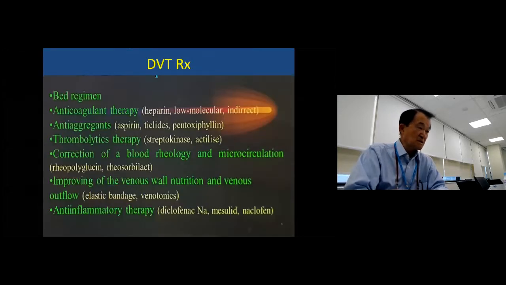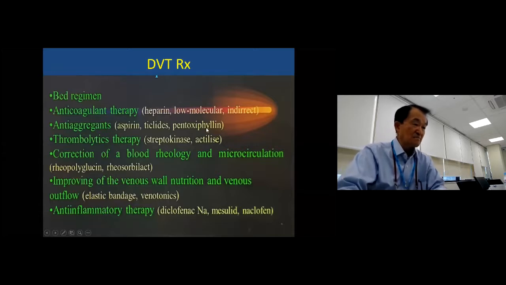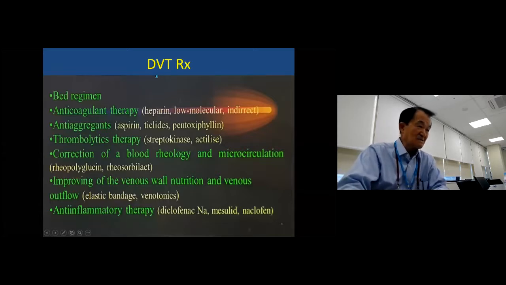For treatment, certainly anticoagulation therapy, heparin; low molecular weight heparin has less bleeding side effects, and anti-aggregation by aspirin mostly. Thrombolytic therapy is required for early arterial clots, such as urokinase, streptokinase. And then certain elastic bandages and that kind of thing.